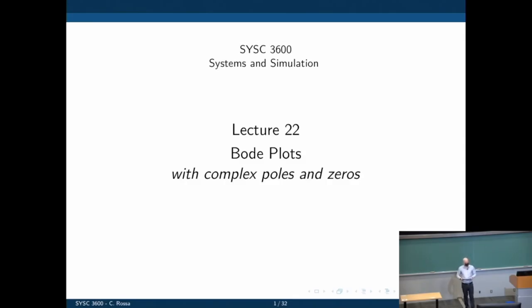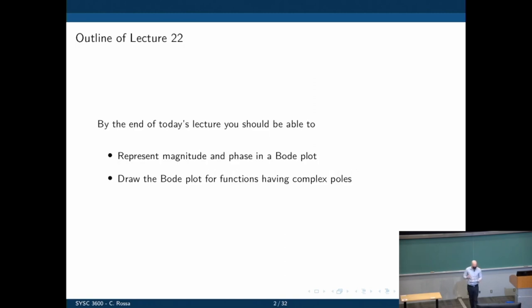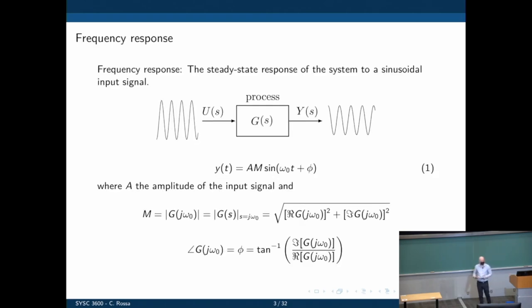The objective of today's lecture is to look at complex poles and zeros in Bode plots, and that's again the last building block we need to create Bode plots of any transfer function. But the objective today is to add that to the list of building blocks and then just do some more exercises. And as I said, this Wednesday, you're going to do a few more exercises on Bode plots, and that will be the last lecture on this topic.